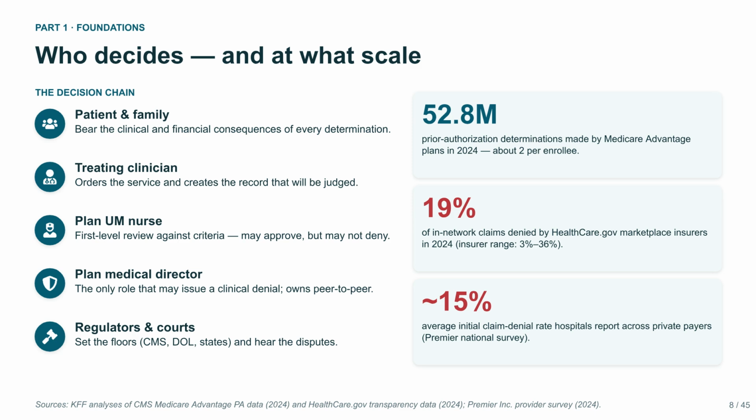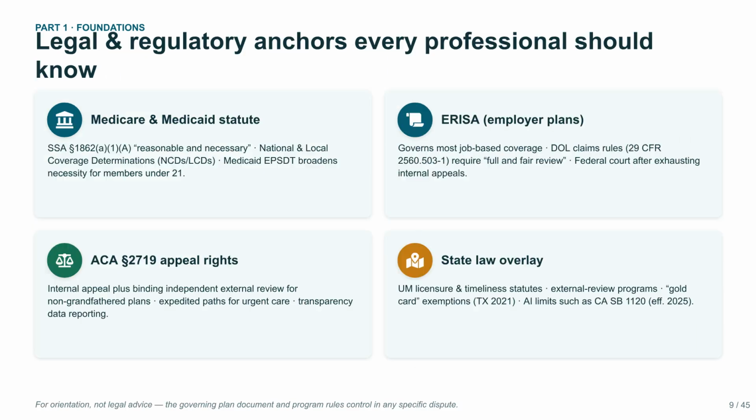With over 50 million Medicare Advantage authorizations per year and a 15% industry average initial denial rate, the process involves a distinct chain of command. From the treating clinician to the medical director and regulators, every role has a specific impact. Your practice must be grounded in the appropriate legal anchor, whether it is the Medicare statute, ERISA rules for employer plans, ACA appeal protections, or state-specific laws like, quote, gold card programs or AI transparency requirements. Understanding the specific regulatory framework is vital for managing your case.